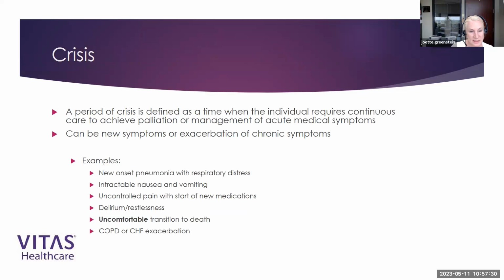So what is a crisis? A period of crisis is defined as a time when the individual requires continuous care to achieve palliation or management of acute medical symptoms. These can be new symptoms or exacerbation of chronic symptoms. So it could be a new pneumonia. During COVID, we placed patients on these higher level of cares for COVID, intractable nausea and vomiting, uncontrolled pain, and if we're starting a new med such as methadone, delirium and restlessness, transitioning to death.